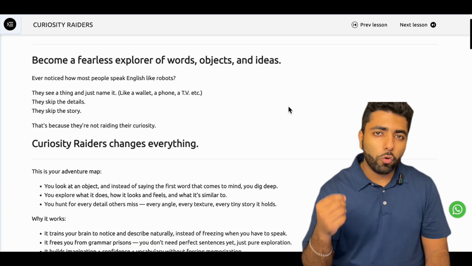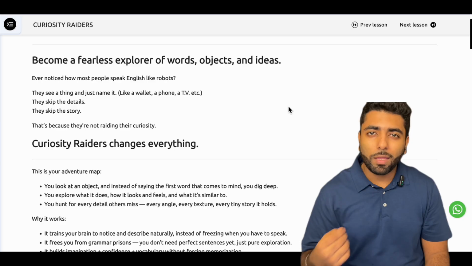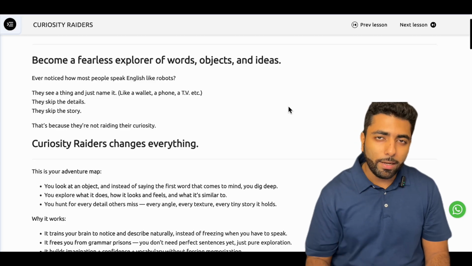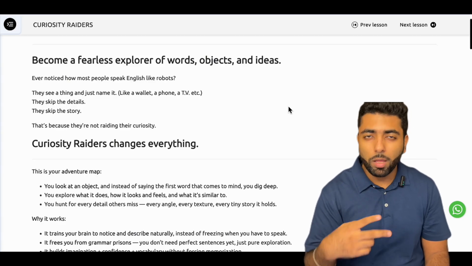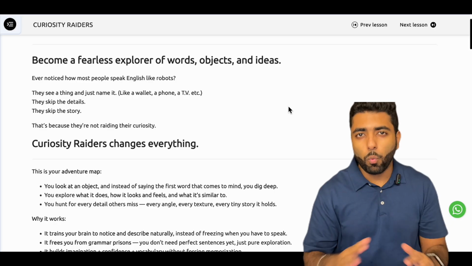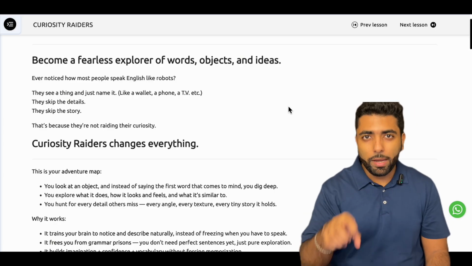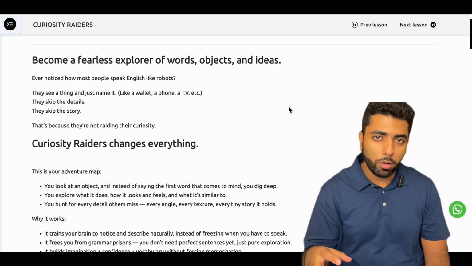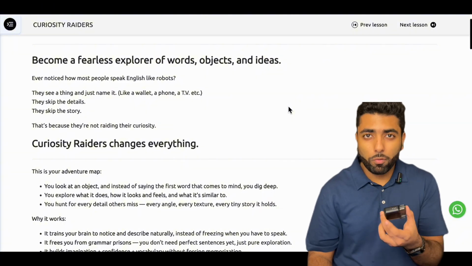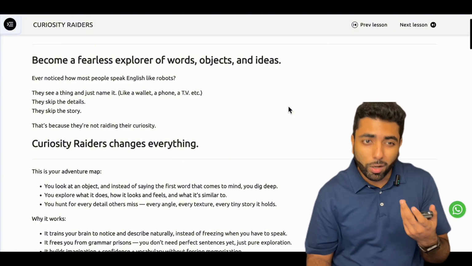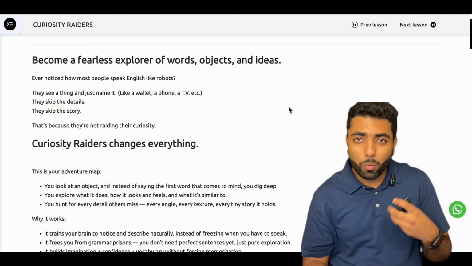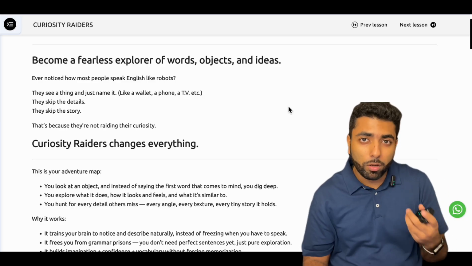Now you, my friend, you're going to learn how to talk about something in details, how to talk about the details about anything, whether it's a word, an idea, an emotion, an object, whatever it is. You are going to raid your curiosity about that word, whatever that word is, whether it's a microphone. So you're going to ask different questions: what it does, why is it like that, what color is it, what shape is it. That's what curiosity is.